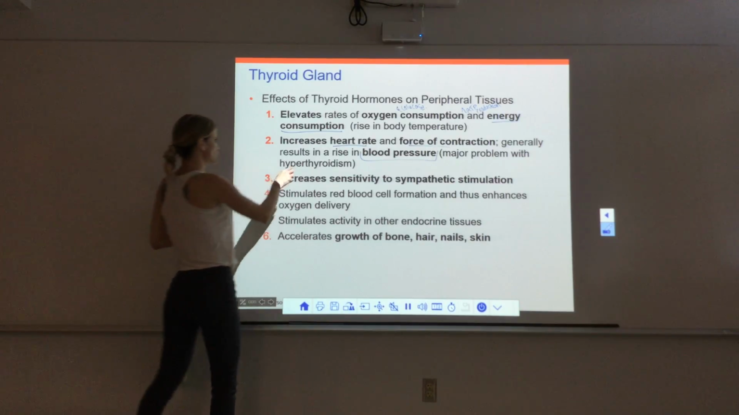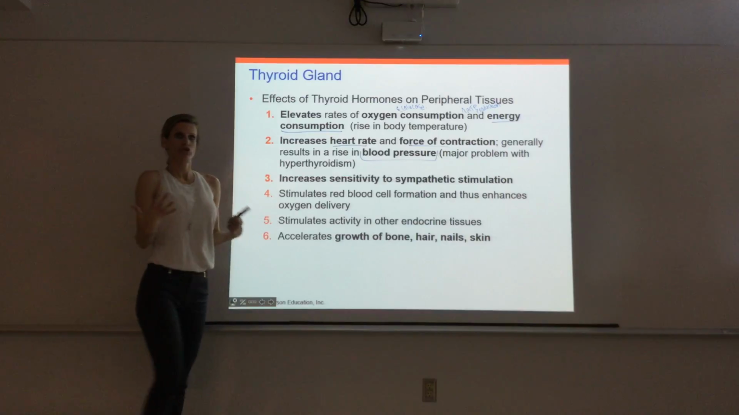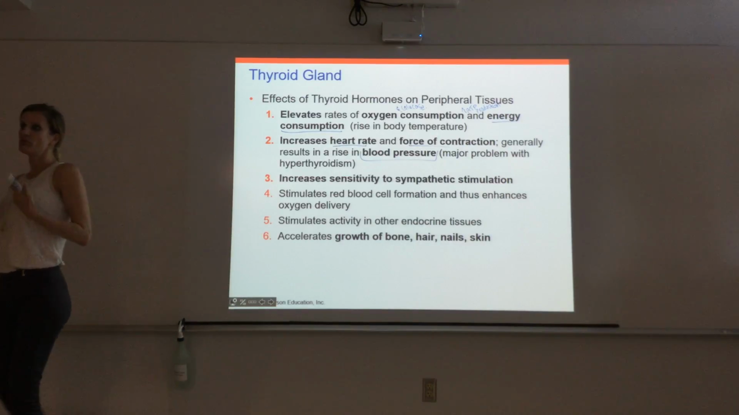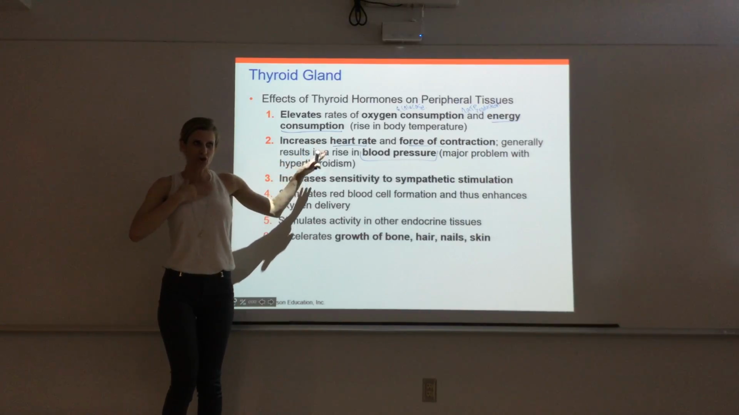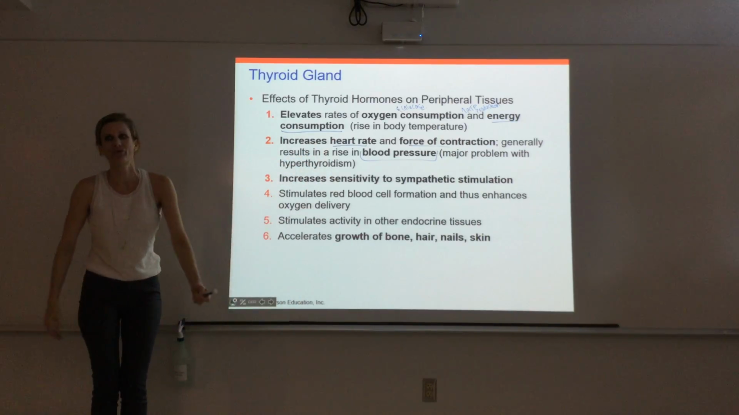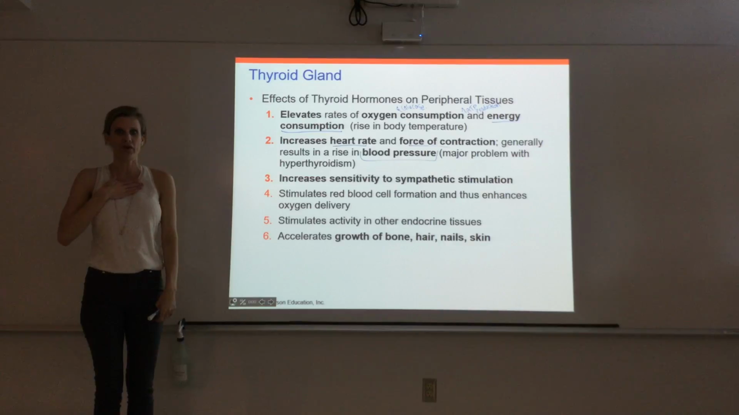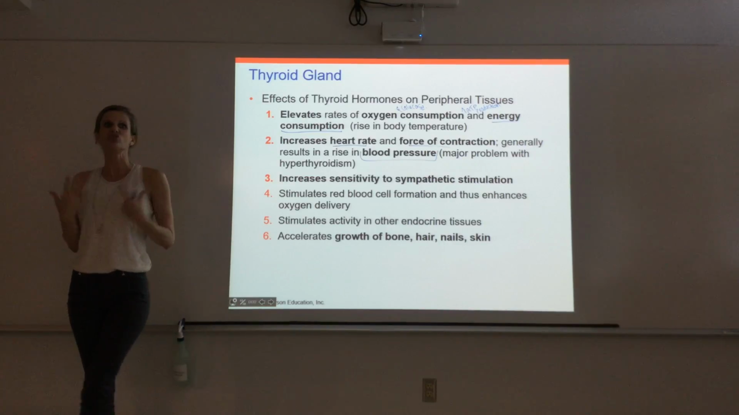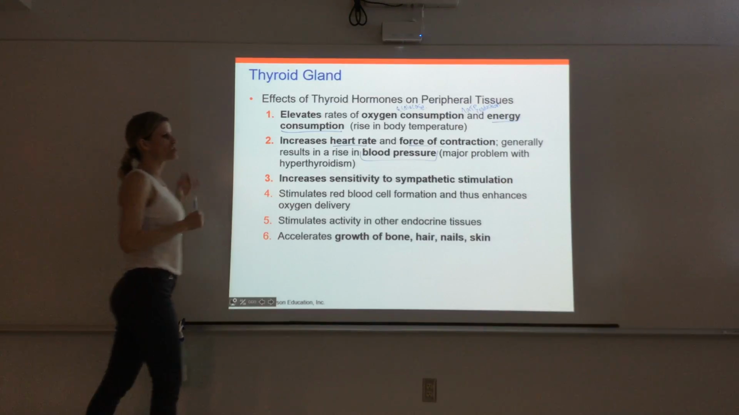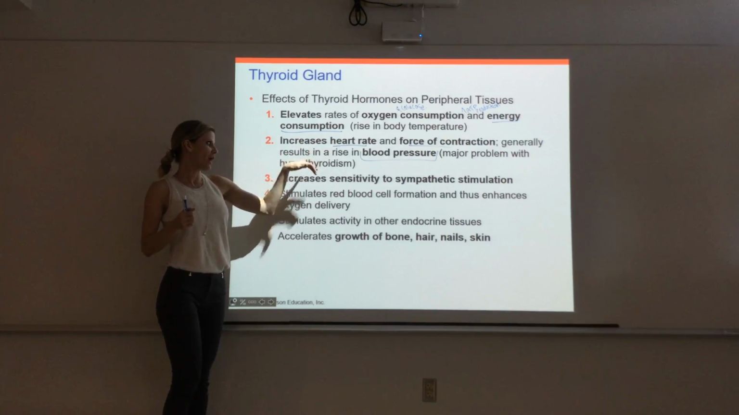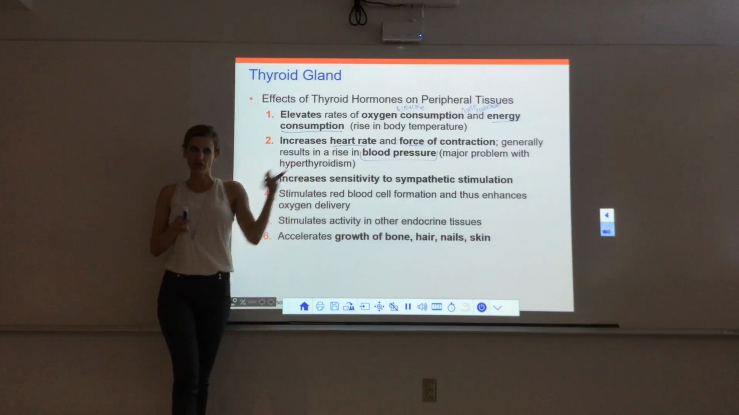This is actually one of the major problems that we see with hyperthyroidism. Hyper is what? Too much or too little? Too much. So hyperthyroidism is too much thyroid hormone. If the thyroid hormone is telling your heart to beat faster and harder, and now you have too much thyroid hormone, you're telling your heart to beat too fast and too hard. And it causes a really severe high blood pressure, or hypertension. So almost always when you see a patient being treated for hyperthyroidism, they're also being treated for high blood pressure.